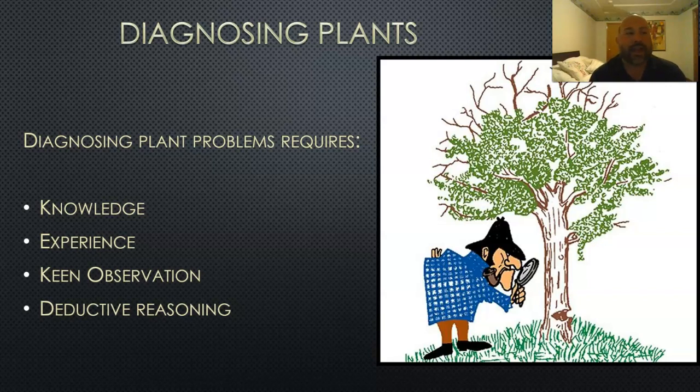But I think the easier way to say it is that when you're diagnosing plant problems, you have to use all of what you know about trees. You can't just focus on a couple things that you know. You have to take into account everything that you know about trees, because there's going to be multiple signs or symptoms, and you really have to take them all into account, and what could be the reasoning behind that.